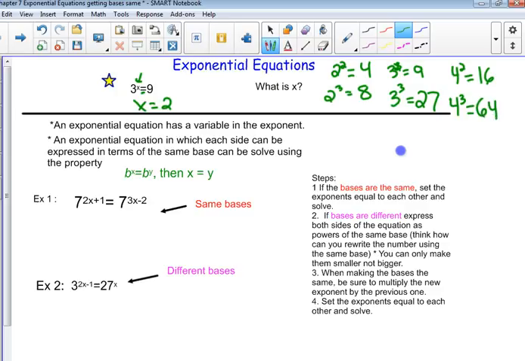Now, if you have a calculator, or I think even your phones will be able to do an exponent, like just solving it out. So you're going to see a lot of this stuff come up.